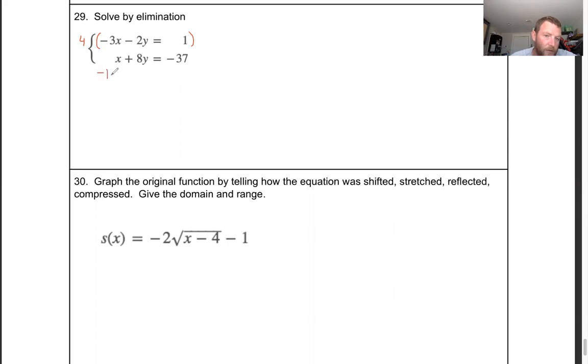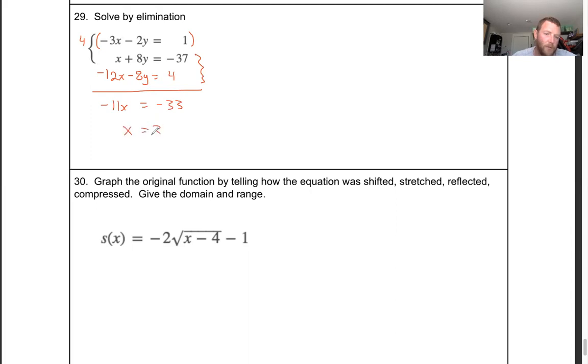That would give me negative 12x plus negative 8y. I did 4 because I wanted these y's to cancel. So 4 times negative 2 is negative 8, and that will cross that off. It's equal to 4. So now those two are my equations, and I just add going down. That'd be negative 11x, this goes away, is equal to negative 33.